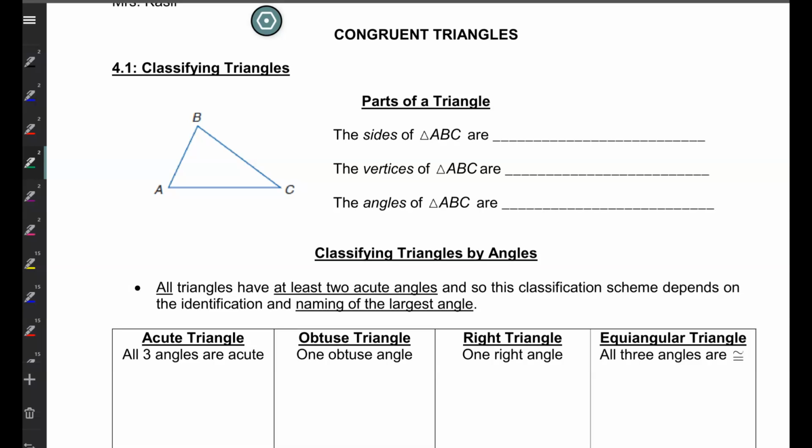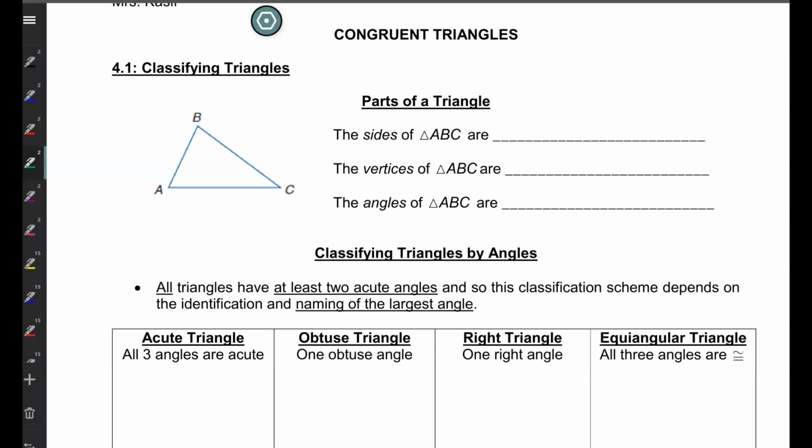Okay, so we are going to begin chapter 4 today, and beginning with section 4.1, classifying triangles. I'm hoping that many of these terms will be familiar to you. You probably were exposed to them even way back in elementary school. And if not, just make note and pay attention to the definitions.